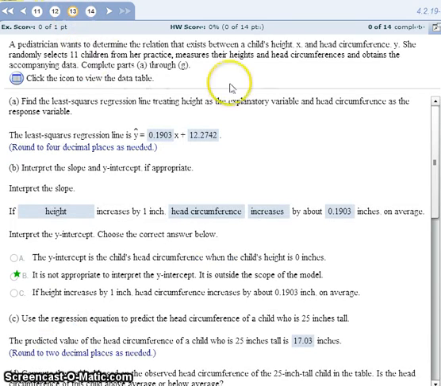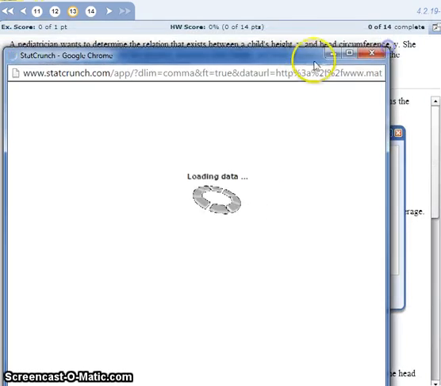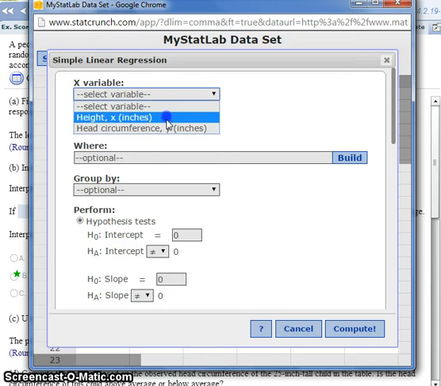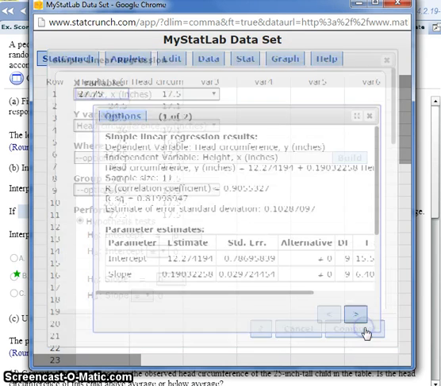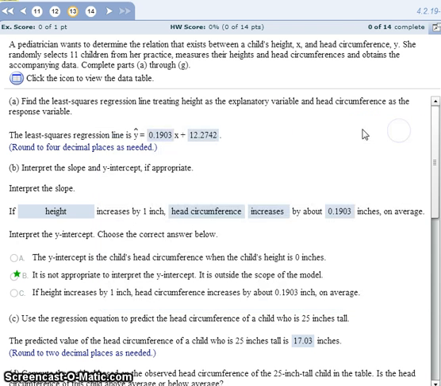For number 13, we're trying to use a child's height to predict their head circumference. So we got our data. We can open StatCrunch. And we're trying to use a child's height to predict their head circumference. And you get the slope and the y-intercept you need to make the least squares regression line. So y equals mx plus b, put the slope and the y-intercept in there. And then interpret it. The slope is positive, which means they'll move in the same direction.